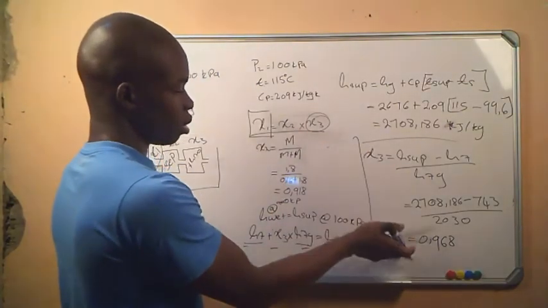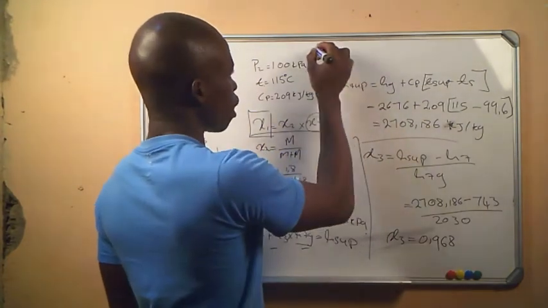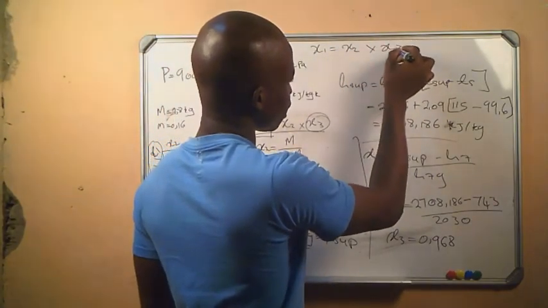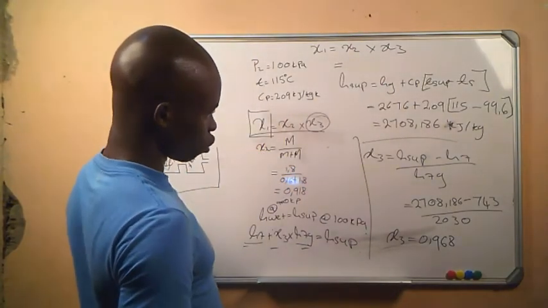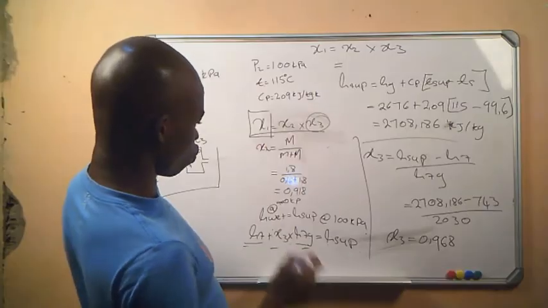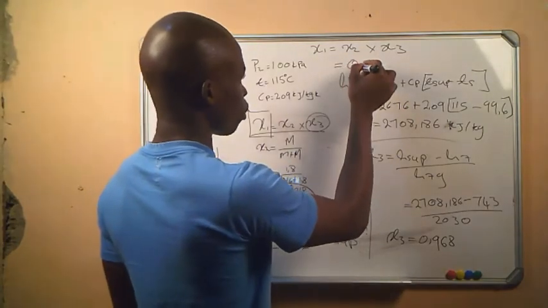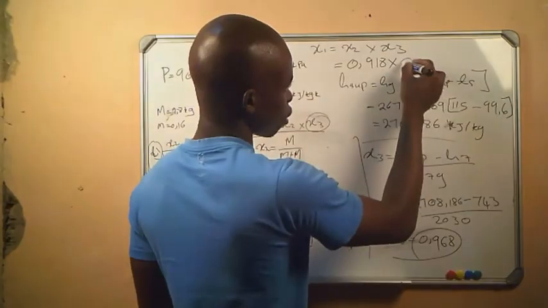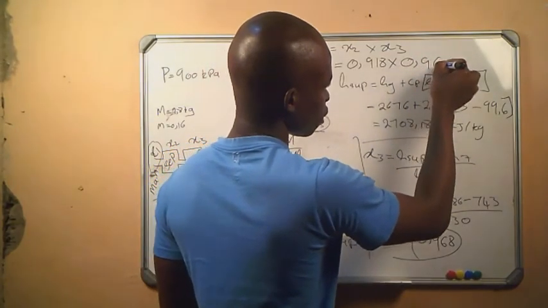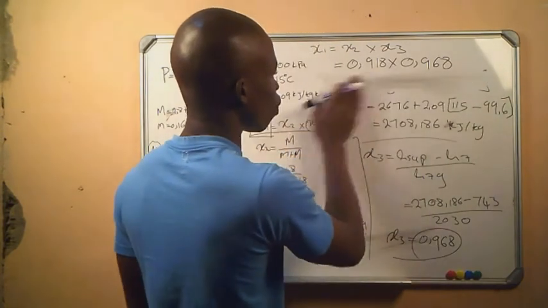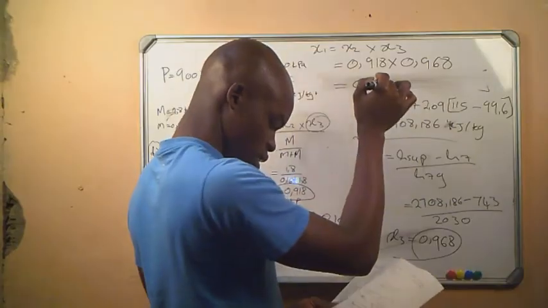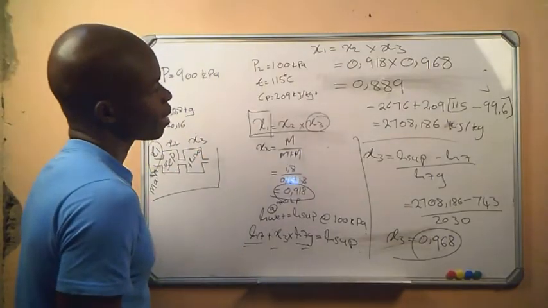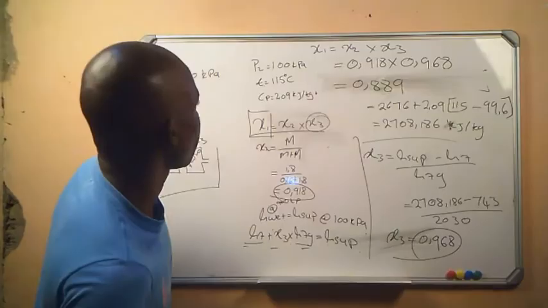If you leave your question here, it is incomplete, so we come and say our x1 is equal to x2 times x3. Then we substitute our x2, which is 0.918, times our x3, which is 0.968, and then we calculate and I got 0.889. So that's everything that they have asked from us.